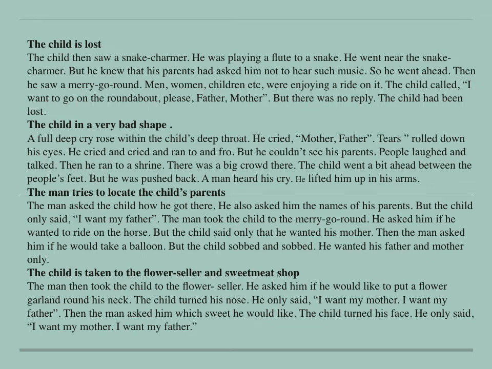So whatever things he was very much attracted to earlier, all those things were now of no use for him. The child is taken to the flower seller and the sweetmeat shop. The man then took the child to the flower seller. He asked him if he would like to put a flower garland round his neck. So earlier he wanted that garland, but now he didn't. The child turned his nose. He only said, I want my mother.